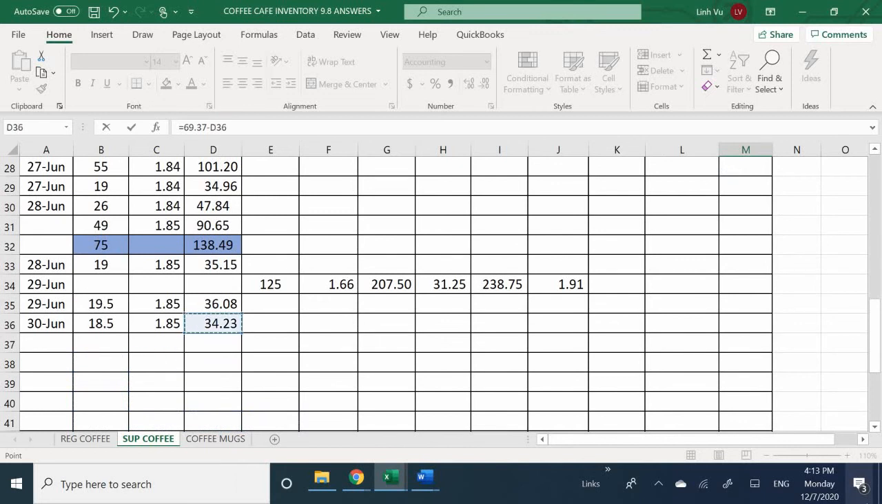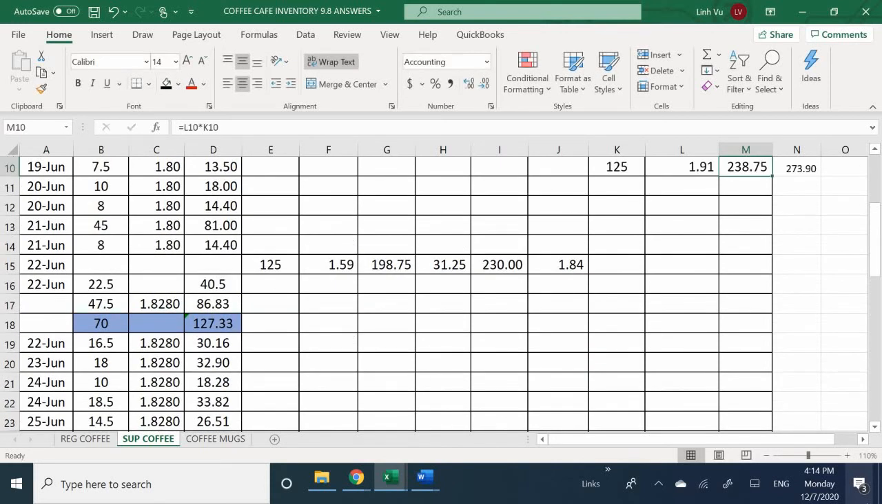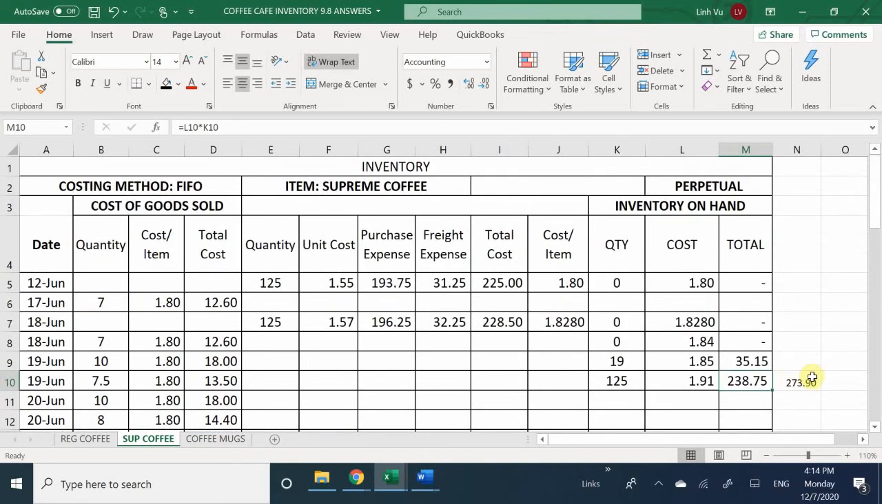You've got to change that. Remember when we overwrote it? There we go. Okay. Equals this times this for a new amount of $35.15. So, yes, good. Bringing our new total to $273.90. Okay. Good.